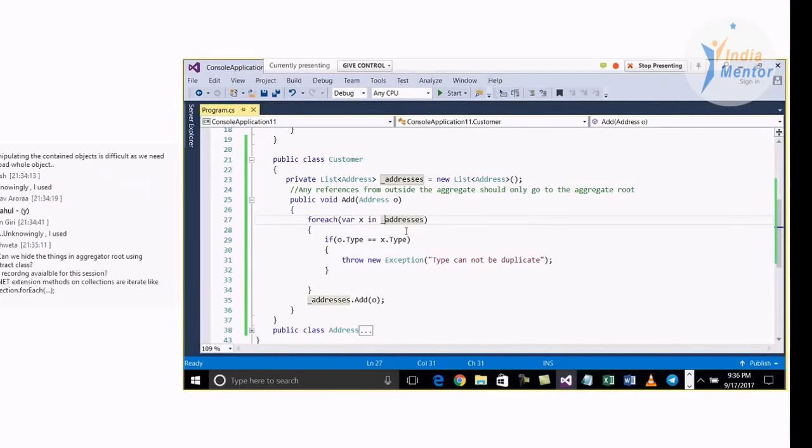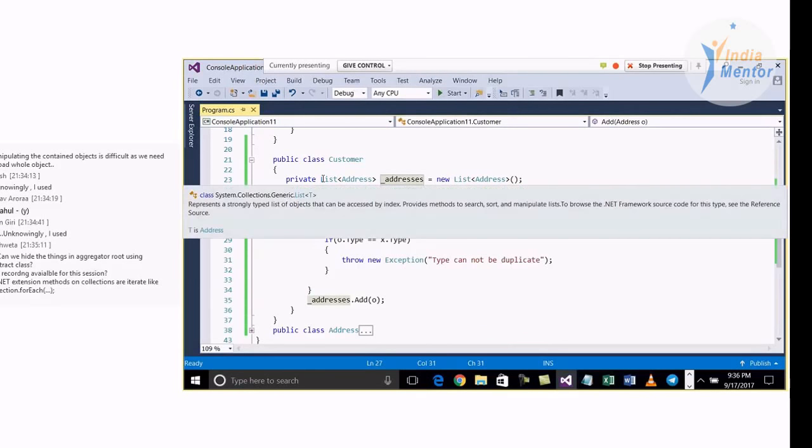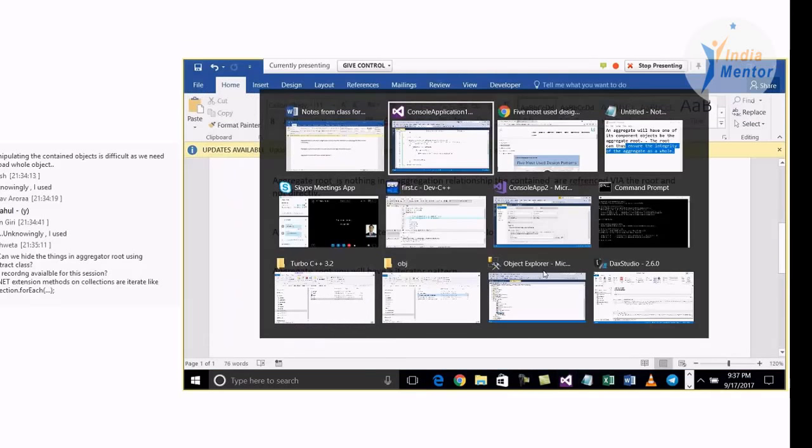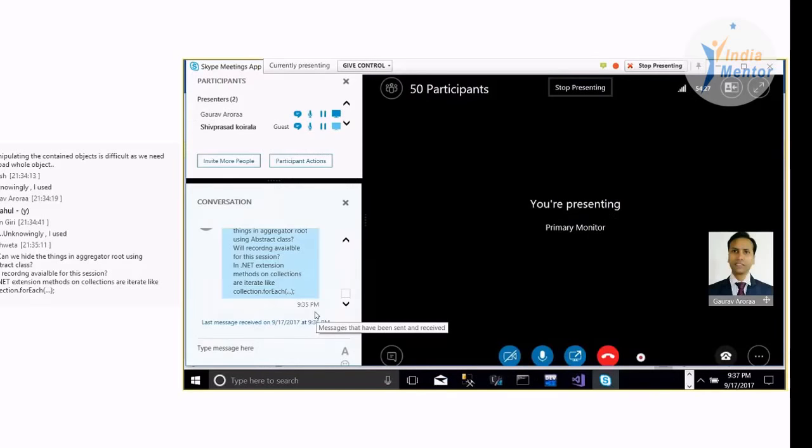I want to go and iterate through this collection, right? But I also want to ensure that my aggregate root logic is maintained. So if I make this public, I no more become my aggregate root. If I keep it private, I cannot read it. How should I do it? Answers out there. I'm not sure if people are able to understand.